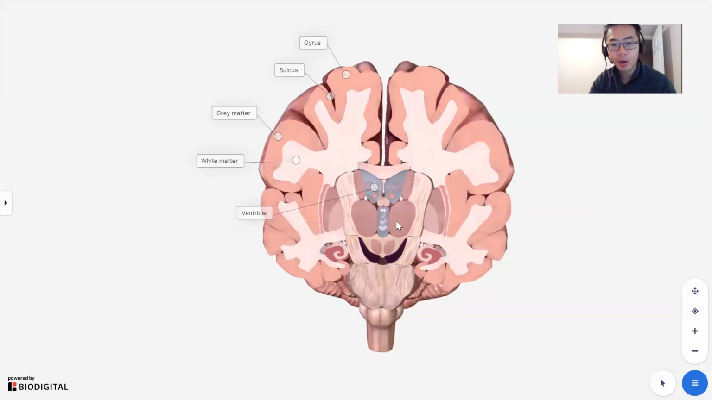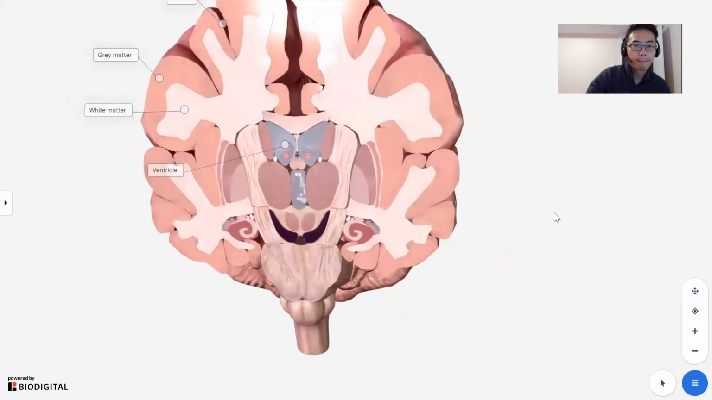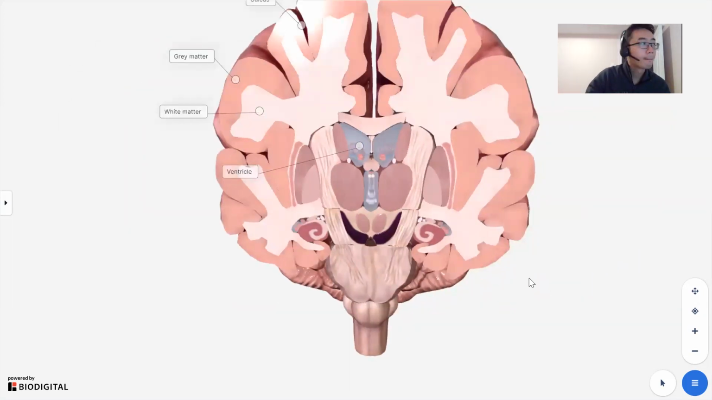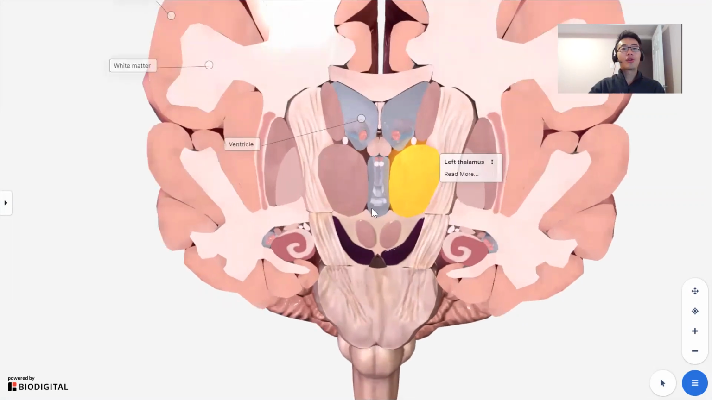What are these two big ovals here? Anybody? Two big ovals here. What are they? Nope. Okay, that's the thalamus. Left thalamus, right thalamus, and between the thalami, what is this here? If you have been paying attention, you should know what that is. Two thalami, in between them. What is that? That is the third ventricle.